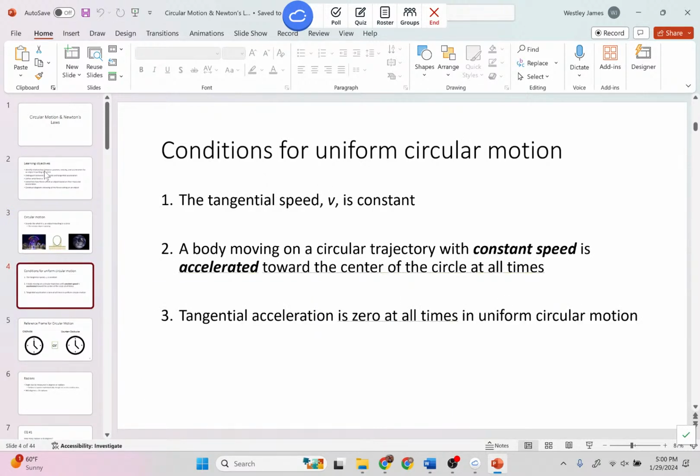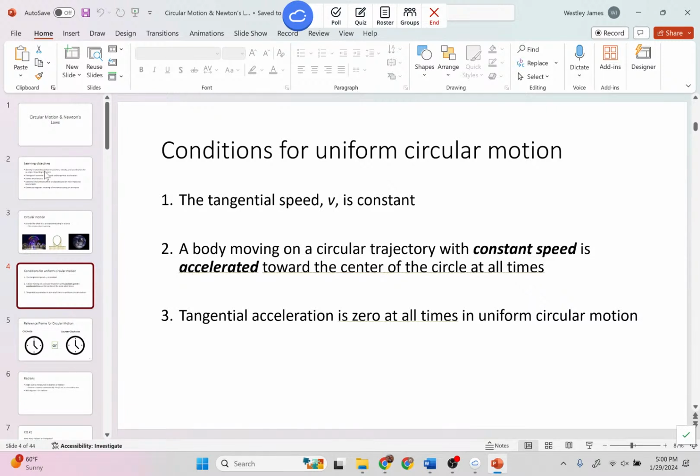So, here are some conditions for uniform circular motion, i.e. the types of problems I'm going to give you. The tangential speed is constant, meaning it's rotating at the same rate. For the stuff that we're doing today, it's rotating at the same rate. At the very end of this class, like the last 2-3 weeks, they're going to start speeding up and slowing down. But for now, nice and simple. Constant RPM. It's not spinning faster, it's not spinning slower, nice constant rate.